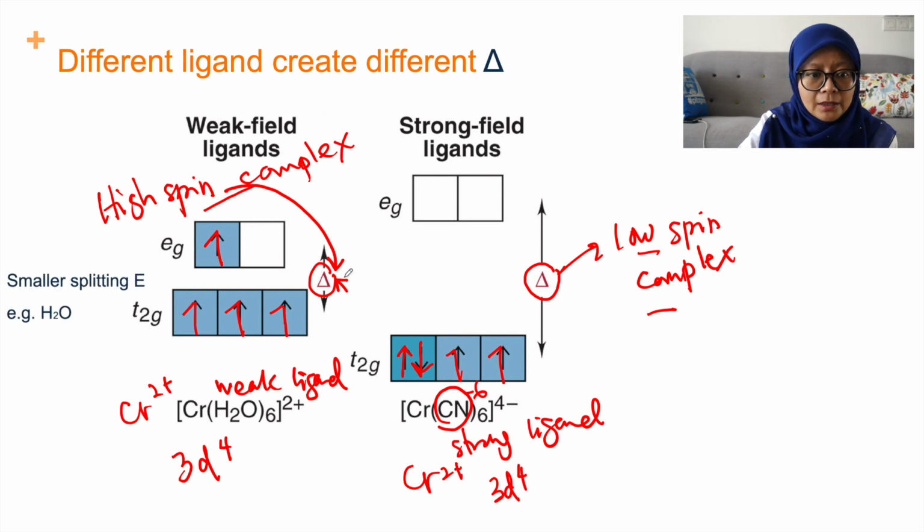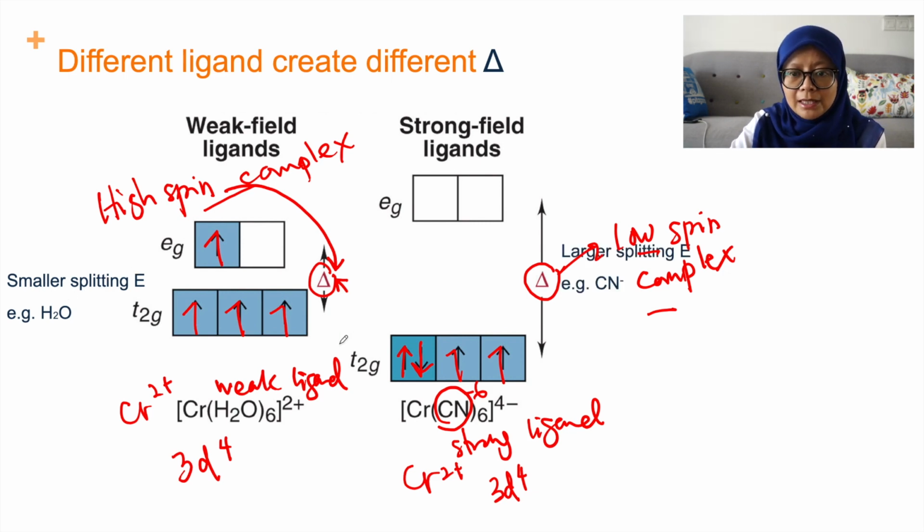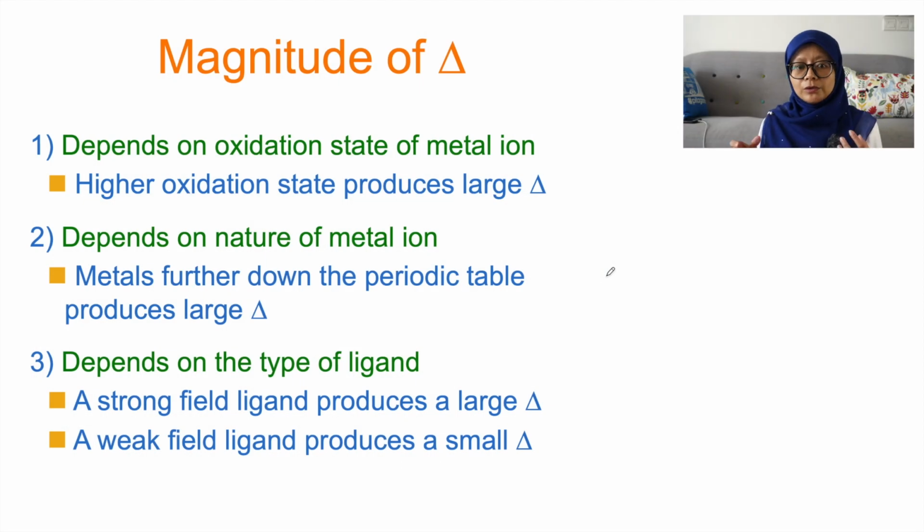Alright, so we have a smaller splitting energy because this is where we have the weak field ligand, and then here a larger splitting energy. For example, here we have the strong field ligand cyanide. Then the magnitude of the delta actually depends on 3 factors. First, it depends on the oxidation state of the metal ion. The higher the oxidation state, the larger the value of delta. Second, it depends on the nature of the metal ion. Metals further down the periodic table usually produce a large delta. And last but not least, the third depends on the types of ligands. A strong field ligand usually will produce a large delta, while a weak field ligand will produce a small delta.